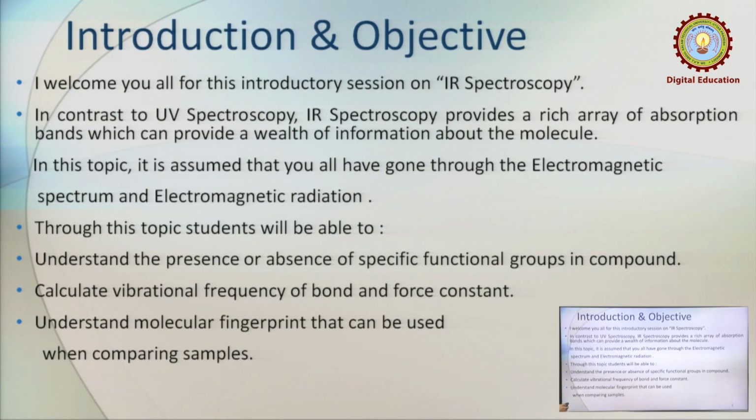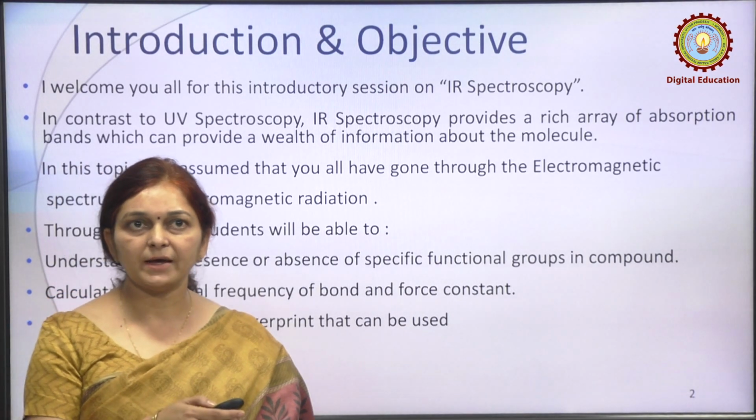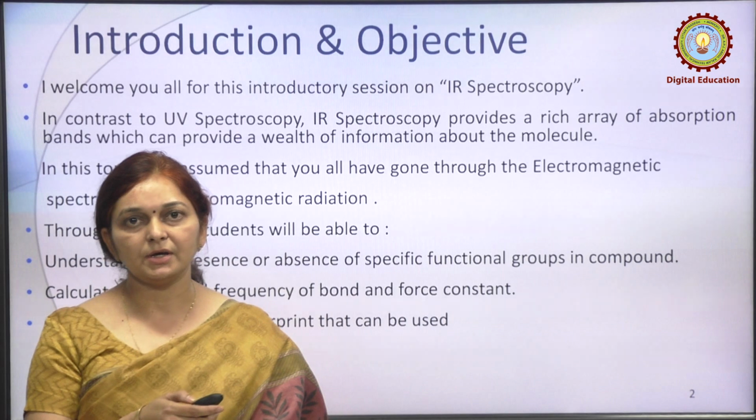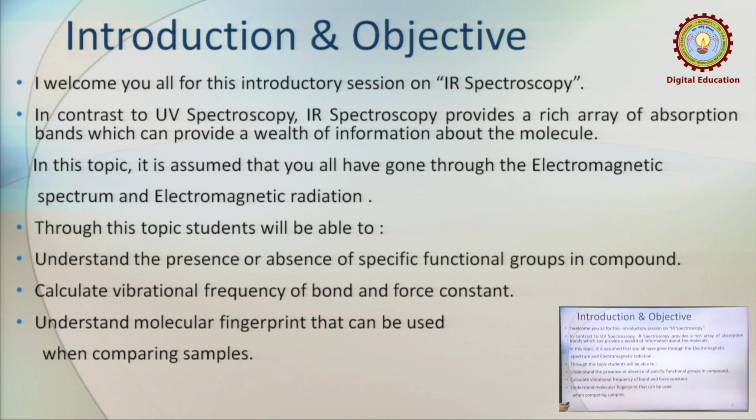In an earlier session you studied UV visible spectroscopy, that is, ultraviolet visible spectroscopy. With the help of UV visible spectroscopy, you can determine the double bonds and conjugated double bonds present in a given organic compound. With the help of IR spectroscopy, you are able to determine the different types of functional groups in a compound. You can calculate the vibrational frequency of a bond and the force constant. You can also understand the fingerprint region that can be used when comparing samples.